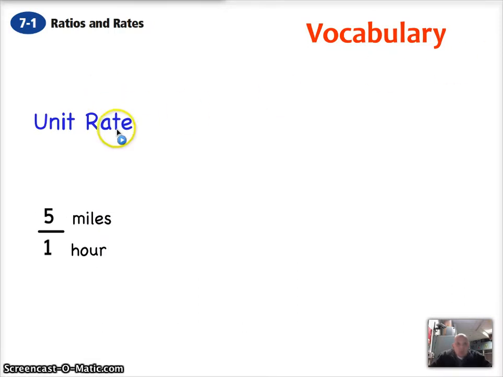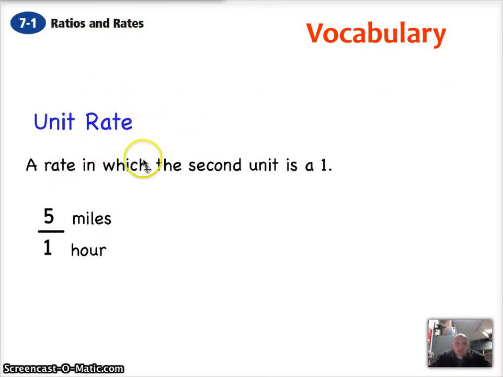When we talk about unit rates, we're talking about a rate in which the second unit is a 1. Here we have 5 miles per 1 hour. Of course, we can write this differently. We can write it with a colon, 5:1, or 5 to 1 as well. That's how we can write rates, which are the same things as ratios. This is a unit ratio because of the second quantity.